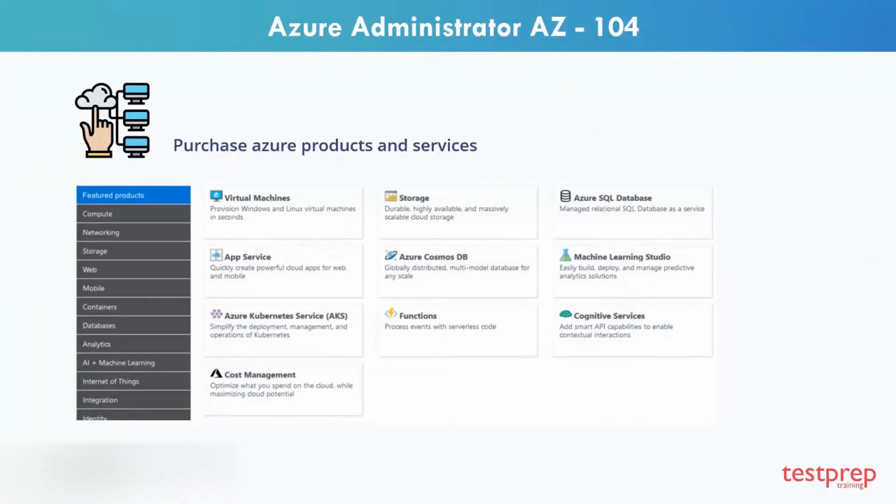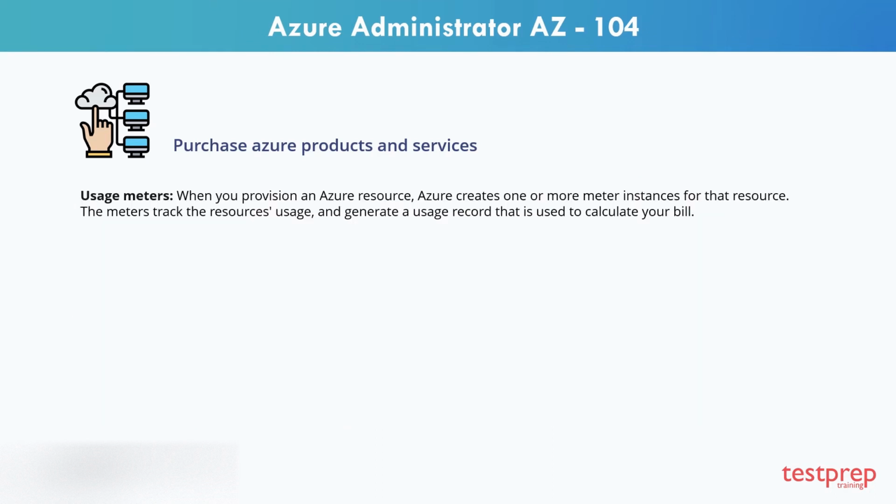Products and services in Azure are arranged by category, which has various resources that you can provision. You select the Azure products and services that fit your requirements, and your account is billed according to Azure's pay for what you use model. When you provision an Azure resource, Azure creates one or more meter instances for that resource.